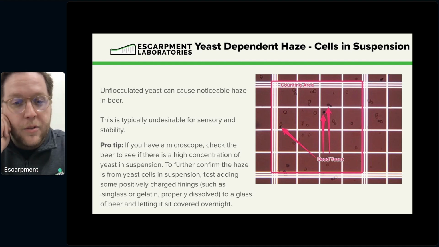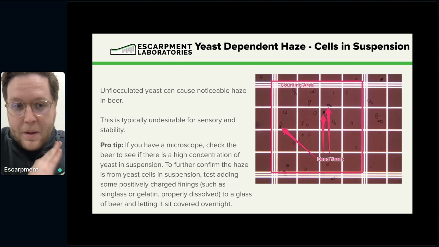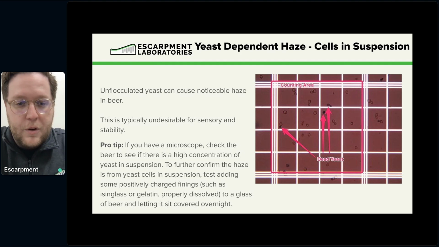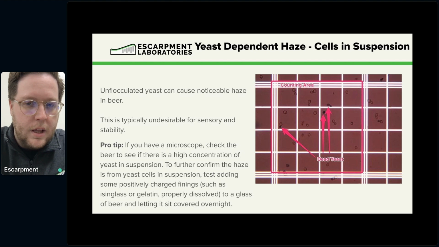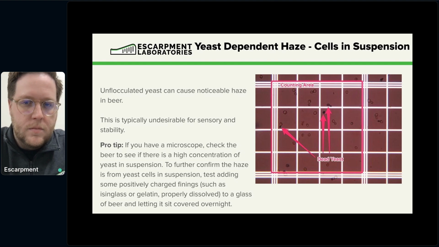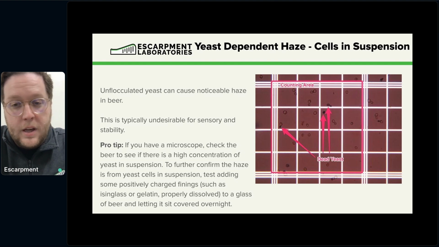A way to diagnose this is if you have a microscope, and I recommend that anyone brewing has a microscope. You can get some pretty affordable ones. You can just check the beer under the microscope to see if there's a high concentration of yeast in suspension. I would say if you're taking a beer and you're seeing this much yeast or more, then your beer may be at risk of having a yeast-dependent haze, and it can be much higher potentially as well.